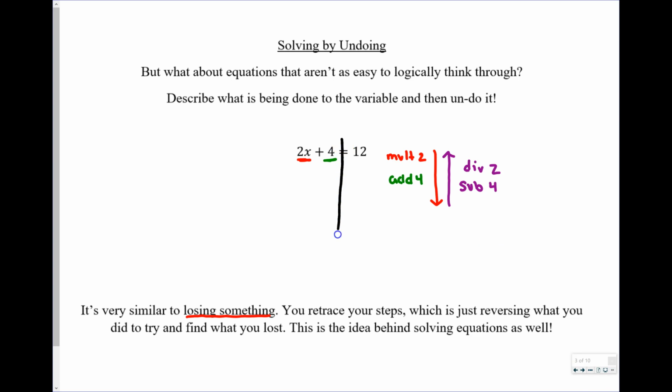Always draw a line through here. If you're getting wrong answers and don't have that line, I'm going to make you go back and redo it because this helps us keep track of things. So look at my steps first.